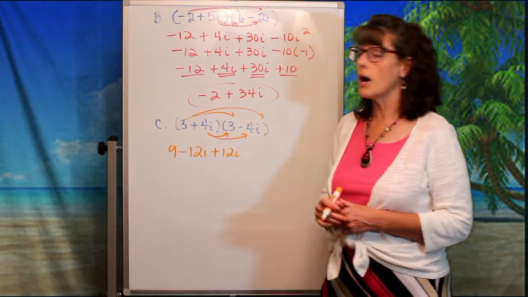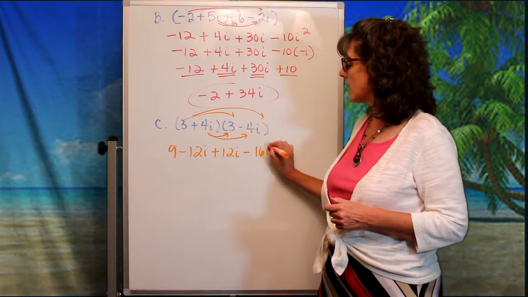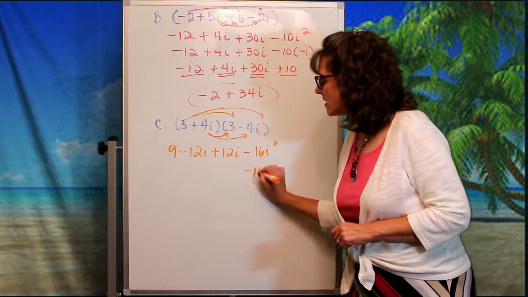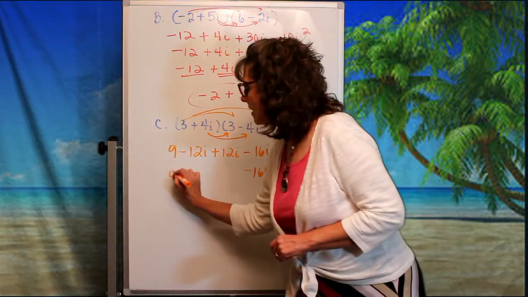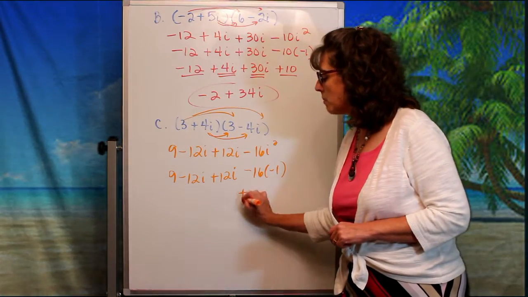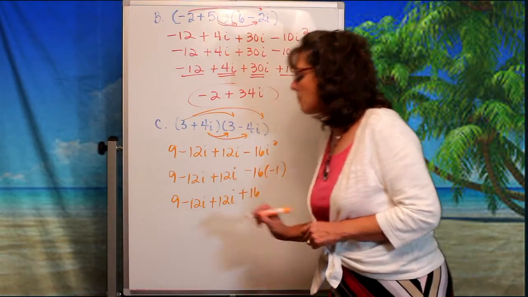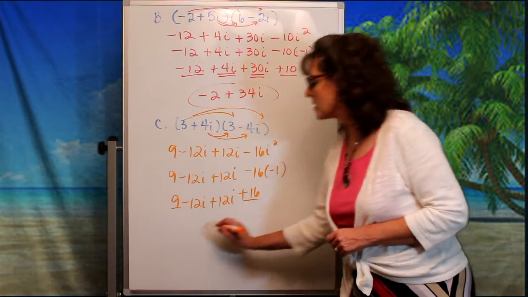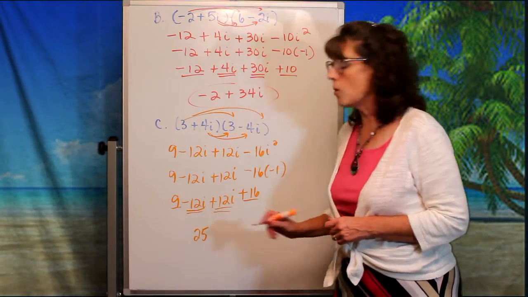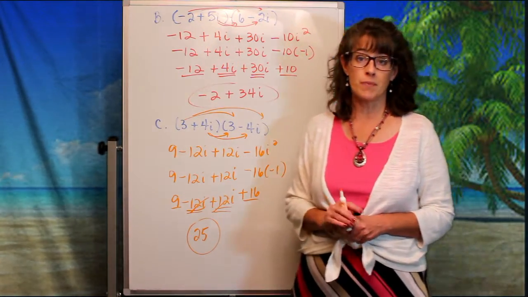And 4i times negative 4i, well, remember, positive times negative is negative. 4 times 4 is 16, and i times i is i squared. Oh, there it is again. i squared is negative 1. So what I have is a negative 16 times a negative 1, and negative 16 times negative 1 is positive 16. And so once again, I am going to combine up my real parts here. 9 plus 16 is 25. And I'm going to combine up my imaginary parts here. Negative 12i plus 12i. Oh, check that out. They cancel. And I'm left with just a real number.